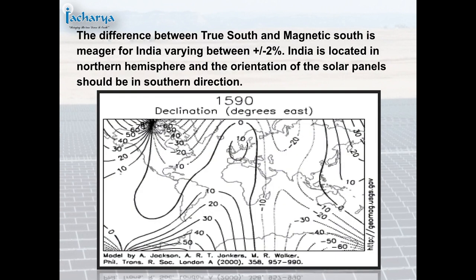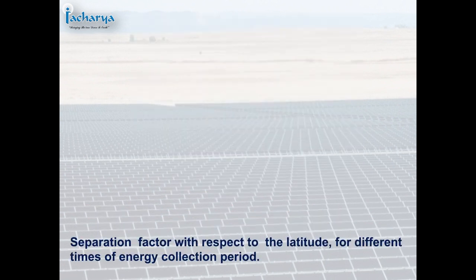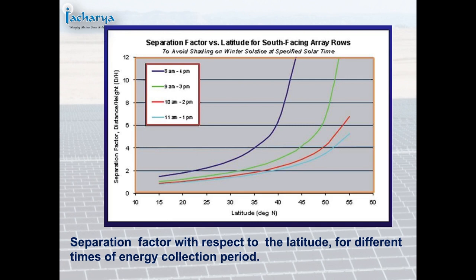The difference between true south and magnetic south is meager for India, varying between plus or minus 2%. India is located in the northern hemisphere and the orientation should be in the southern direction. This graph depicts that if the orientation is towards true south, tilting the object to the optimum angle would make it able to collect the maximum amount of energy. This slide depicts what the separation factor should be with respect to the latitude for different times of the energy collection period.